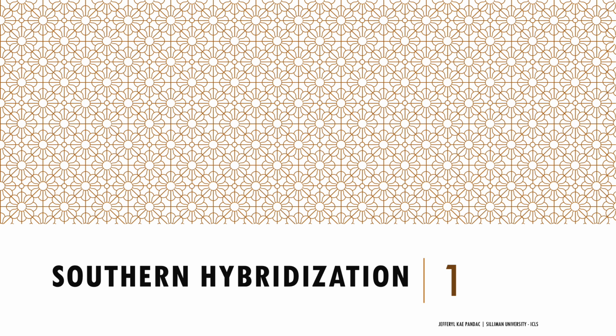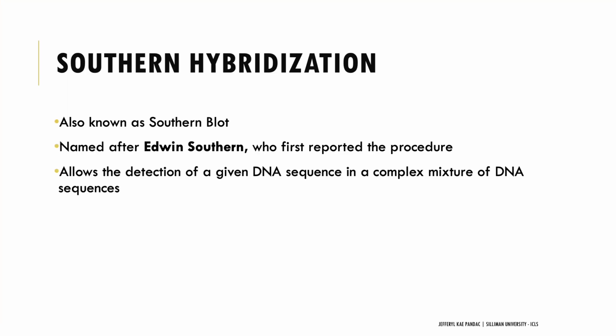This is the second part of my discussion today. In this part, I will be talking about the first nucleic acid hybridization format, which is southern hybridization. Southern hybridization, otherwise known as southern blot, is a hybridization technique that allows the detection of a given DNA sequence in a complex mixture of DNA sequences. It can be used to identify homologous sequences in genomic DNA. The technique was named after Mr. Edwin Southern, who was the first person to report the procedure.